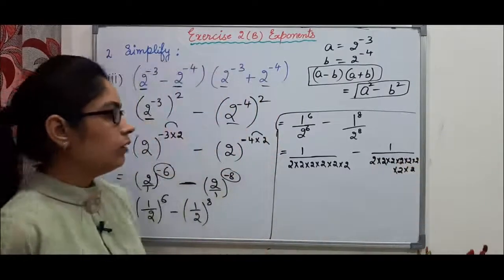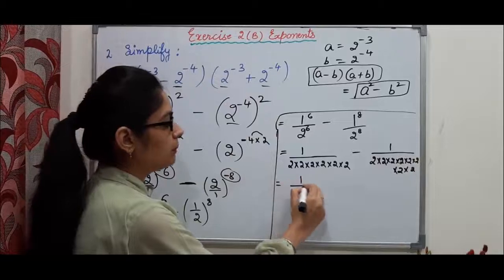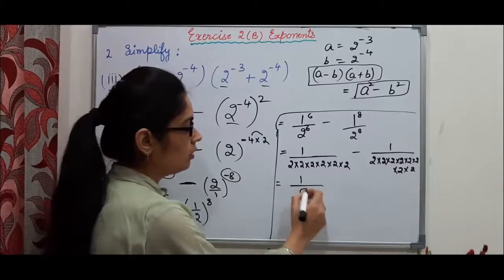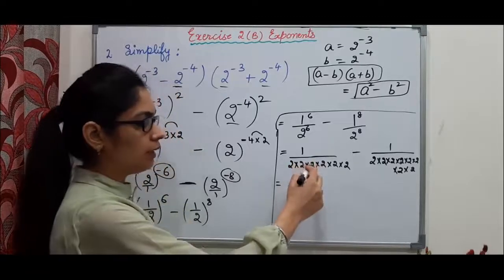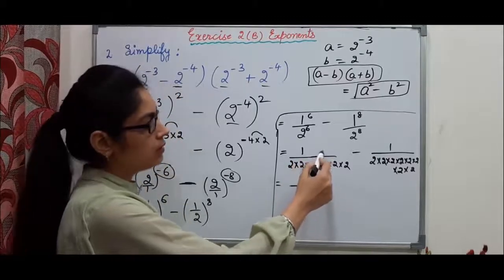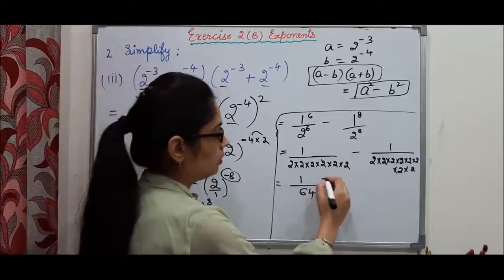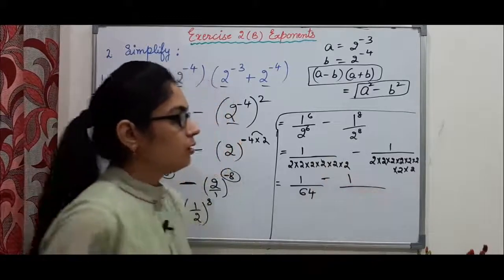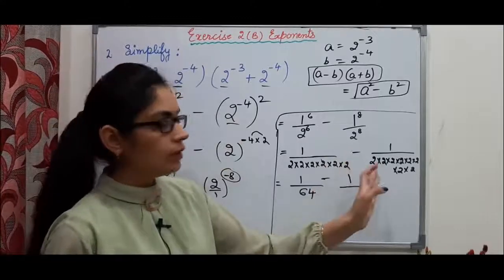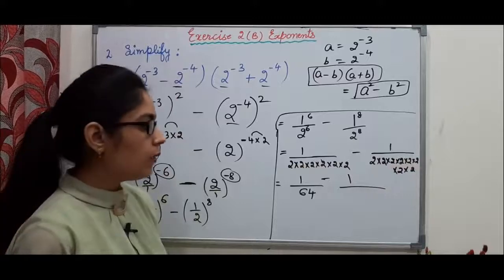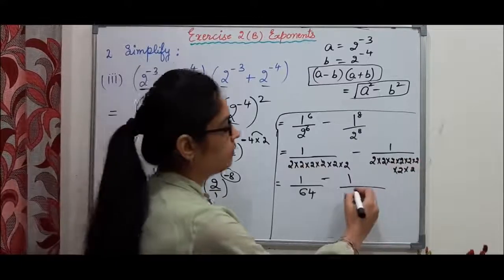So now let's do the multiplication. If we multiply 2 six times we will get 64. 2 into 2 is 4, 4 into 2 is 8, 8 into 2 is 16, 16 into 2 is 32, 32 into 2 is 64. And 2 multiplied 8 times: 64 into 2 is 128, 128 into 2 is 256.